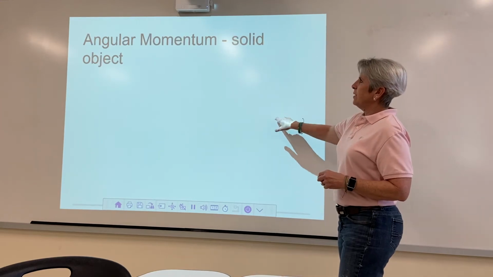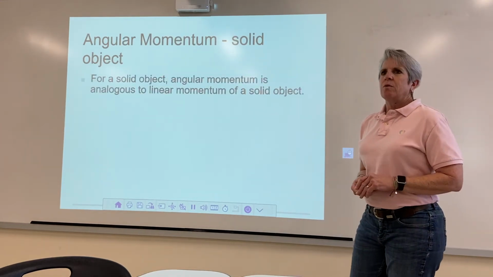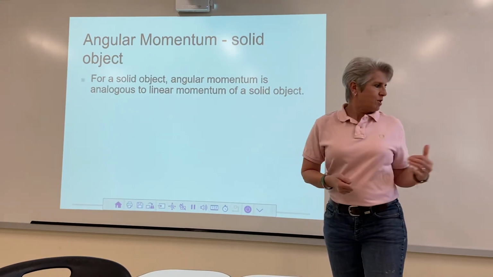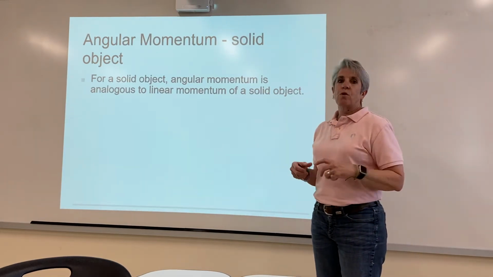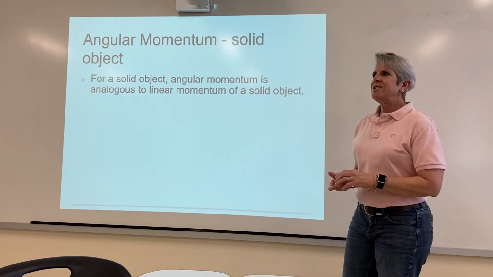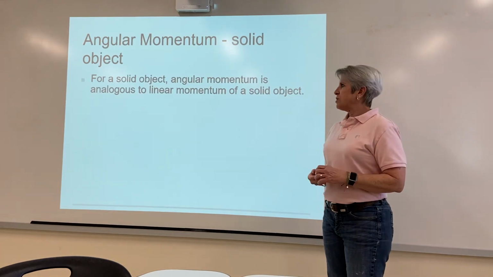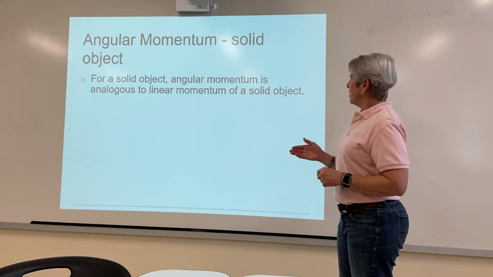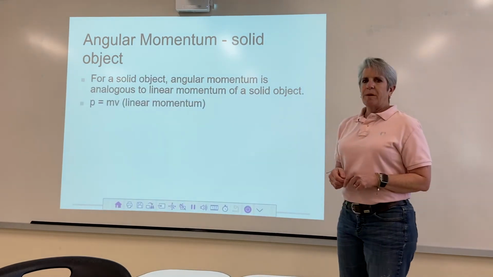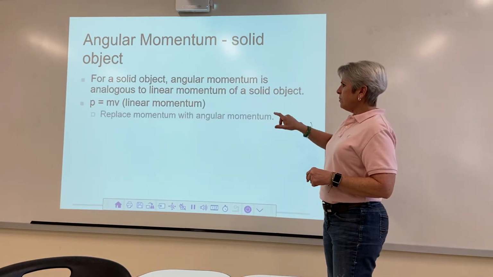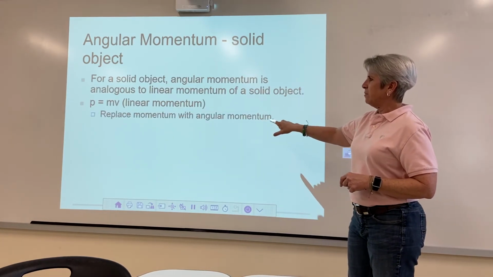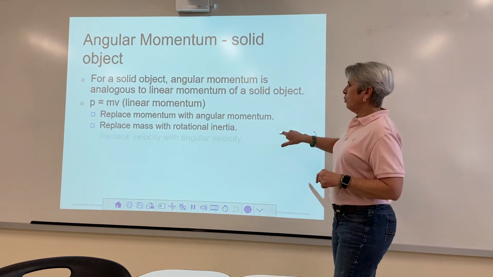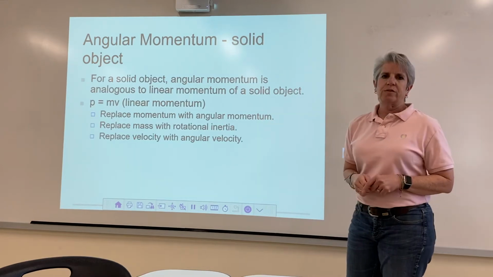But let's talk a little bit about angular momentum of a solid object, because we've said if it's a point particle, it's radius times mass times velocity. But if you have a solid object like a ring or a solid sphere or a hollow hoop, how do we deal with that if those things are rotating around a fixed point? So for a solid object, angular momentum is similar to linear momentum. Remember, linear momentum, p, is mass times velocity. So we're going to replace momentum with angular momentum, replace mass with rotational inertia, the mass distribution, and replace velocity with angular velocity, or omega.